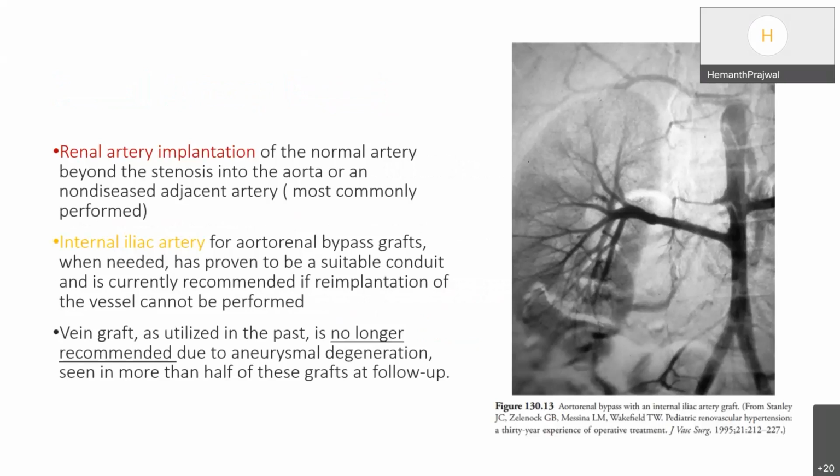Renal artery implantation of the normal artery beyond the stenosis into the aorta or a non-diseased adjacent artery is the most commonly performed. The internal iliac artery for aortorenal bypass grafts, when needed, has proven to be a suitable conduit and is currently recommended if reimplantation of the vessel cannot be performed. Vein grafts, which were utilized earlier, are no longer recommended due to the high risk of aneurysmal degeneration, which is seen in more than half of these grafts during follow-up. Here is an angiogram image showing the internal iliac artery being used as a conduit for the renal artery reconstruction.